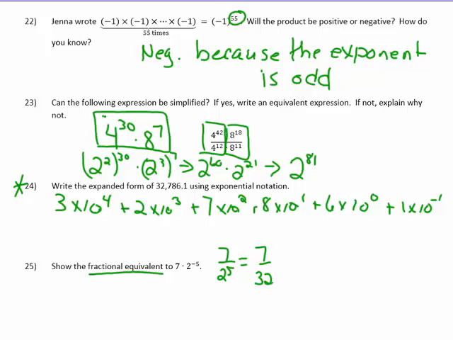All right, hopefully you're finding this pretty easy, but this is what your test is going to be like. Can you believe it? A 1-page test.